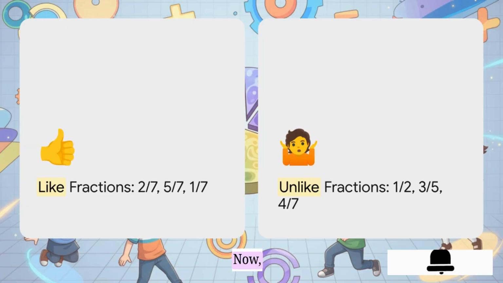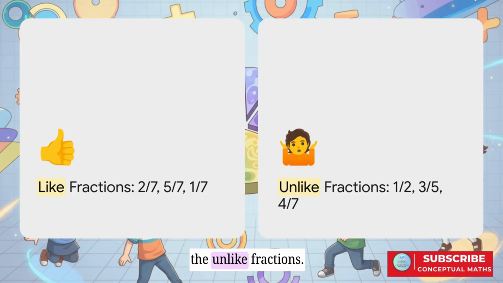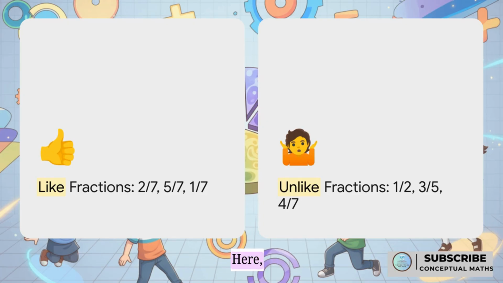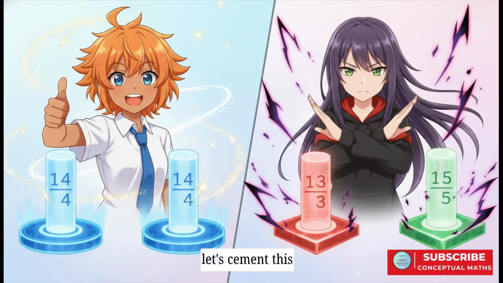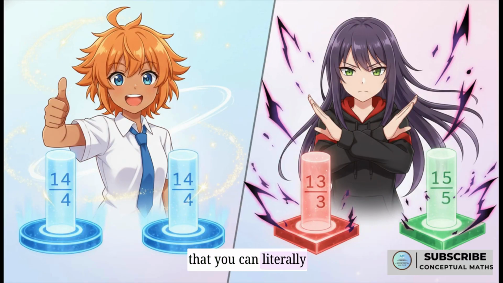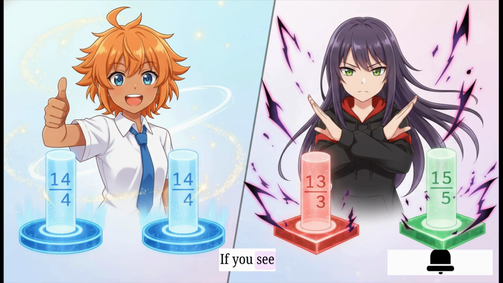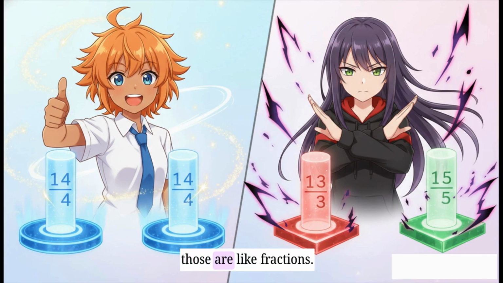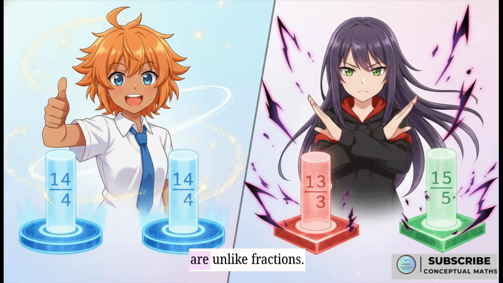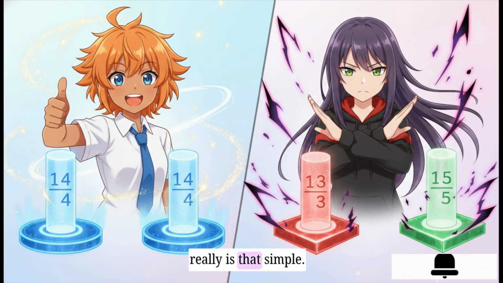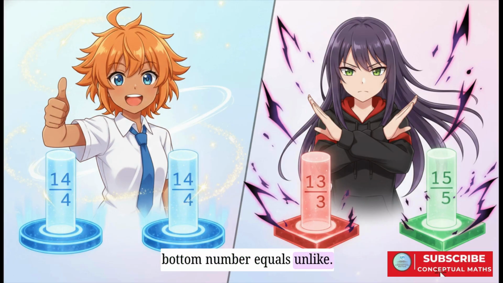They're alike. Now let's jump over to the right side, the unlike fractions. We've got 1/2, 3/5, and 4/7. Here, the denominators are 2, 5, and 7, totally mixed up and completely different. All right, let's cement this with a quick hack that you can literally memorize right now. If you see the same denominator, boom, those are like fractions. If you see a different denominator, instantly you know those are unlike fractions. It really is that simple. Same bottom number equals like, different bottom number equals unlike.